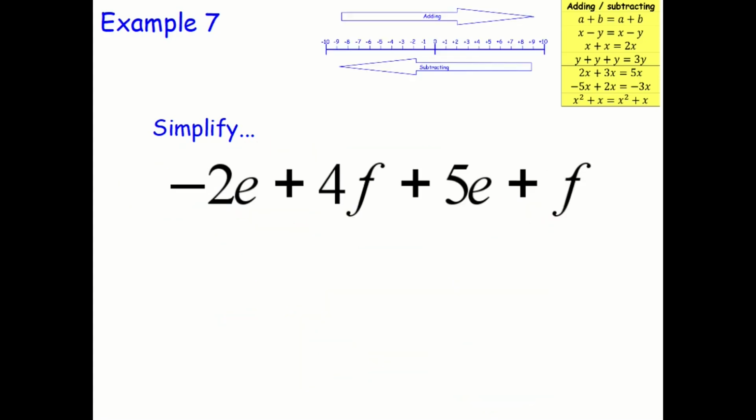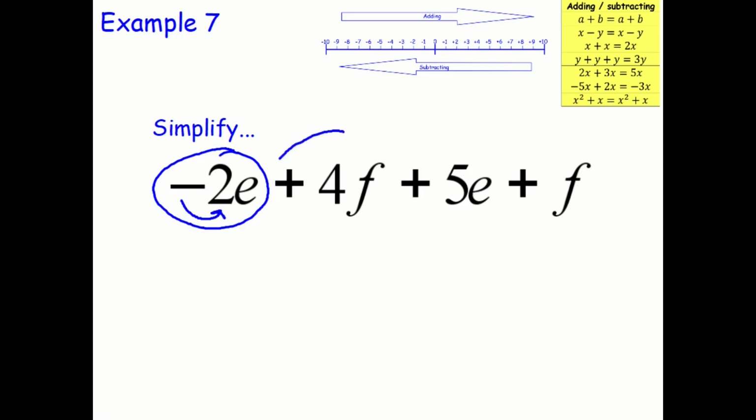Okay, example number 7. Simplify minus 2e plus 4f plus 5e plus f. Okay, so I've got some e terms. So I've got minus 2e plus 5e. Look at where I'm putting the rings around it. I'm just going to show you what a wrong circling would look like. Some students put circles around things like that and that, okay? But that is incorrect. The sign always goes with the number or letter immediately to the right of it.